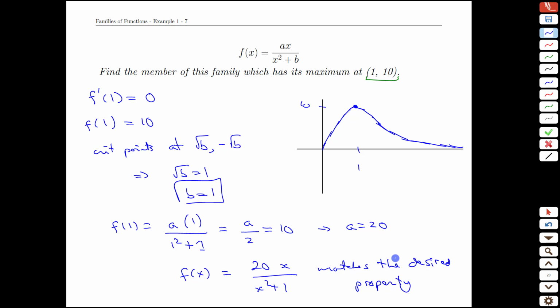Desired property here, in fact, maximum at (1, 10). So we can use our analysis from earlier to hone in on a particular member of the family that has a certain behavior that we're looking for. You'll see practice problems that have the same kind of flavor as you go through this unit.